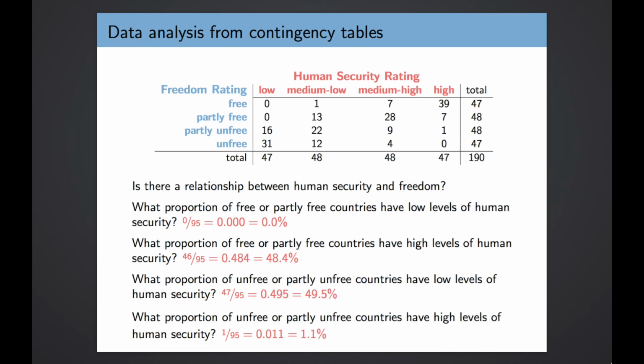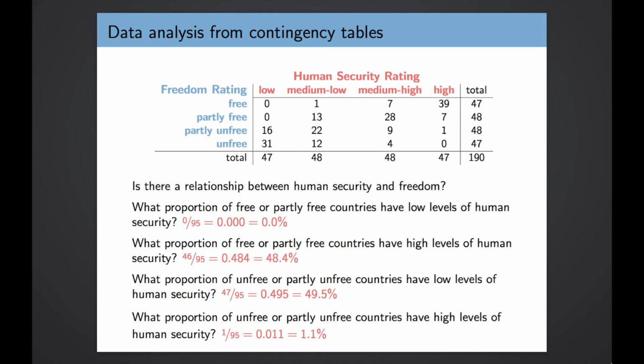Now, in the second question, what proportion of free or partly free countries have a high level of human security? We're going to go over to the far right column underneath the human security heading. We see that there are 39 free countries with high human security and 7 partly free countries with high human security. So that totals up to 46. 46 divided by the total number of free and partly free countries is 46 divided by 95, or 48.4%. So almost half of free or partly free countries have high levels of human security, whereas 0% of them have a low level of human security.